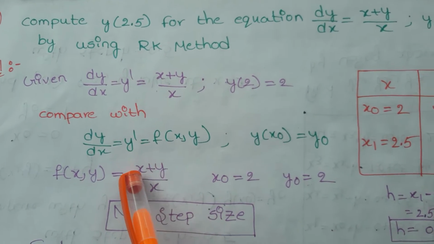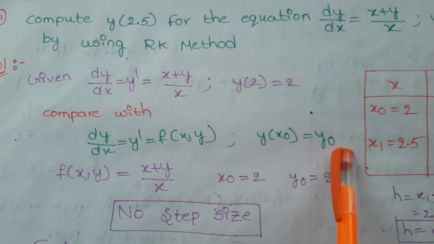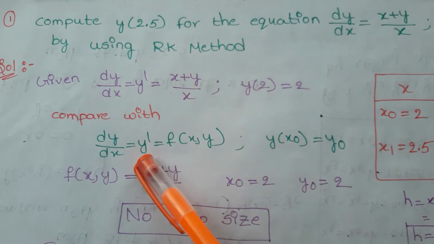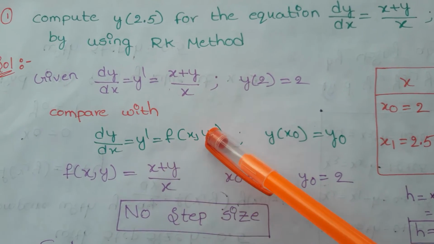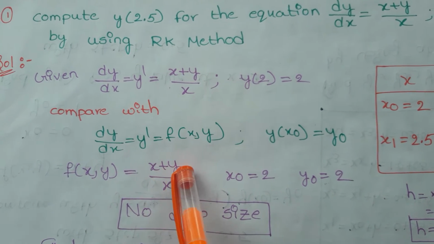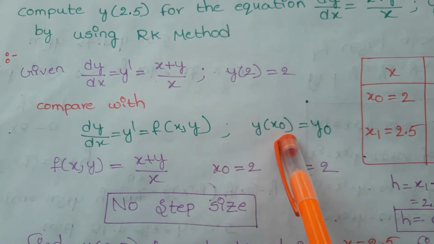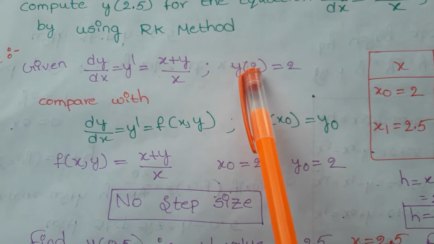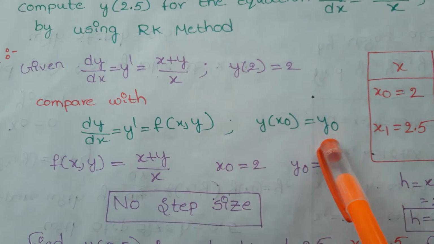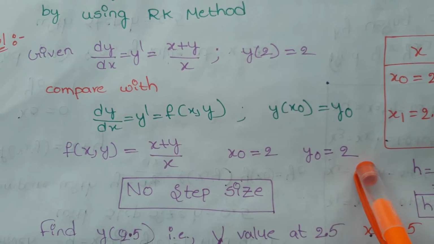So here dy by dx is equal to y dash is equal to f of x comma y, and y of x0 is equal to y0. We need to compare these two. Here in place of f of x comma y, we have (x plus y) by x. F of x comma y is equal to (x plus y) by x. And here x0 is 2, and in place of y0 we have 2. So y0 is equal to 2.